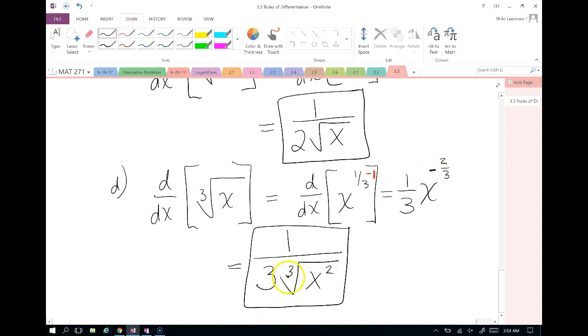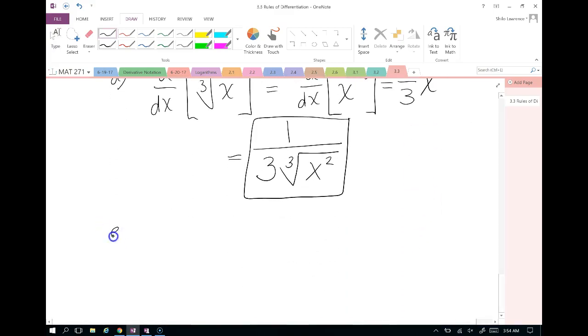So it moved to the bottom because of the negative. It's a cubed root because of that 3 in the denominator of our exponent. And the numerator of our exponent just stays an exponent. So we can use our power rule for roots.